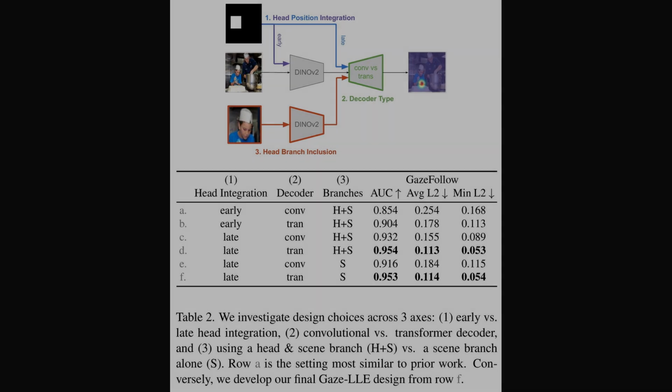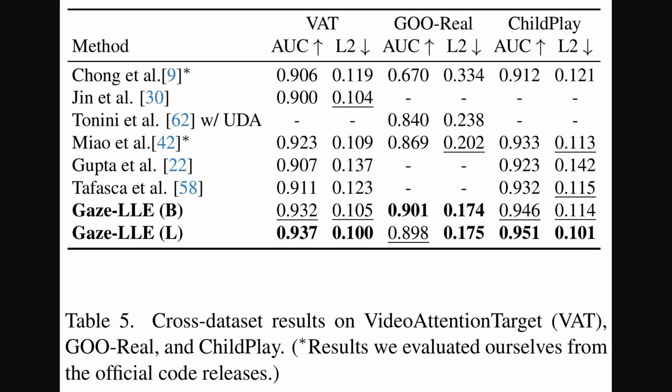So after validating those internal design choices, the researchers then tested Gaze-LLE against other leading models. This table shows the results of that cross-dataset evaluation, which is a tough test of how well a model generalizes to new unseen data. And the results are fantastic. Across the VAT, GOO-Real, and ChildPlay datasets, both the base and large versions of Gaze-LLE set new state-of-the-art scores. They achieve higher AUC and lower L2 distance, showing that this streamlined approach is not only more efficient, it's also more accurate.